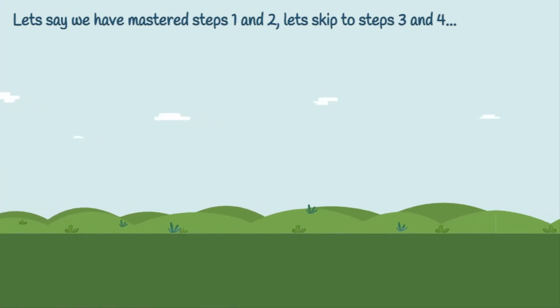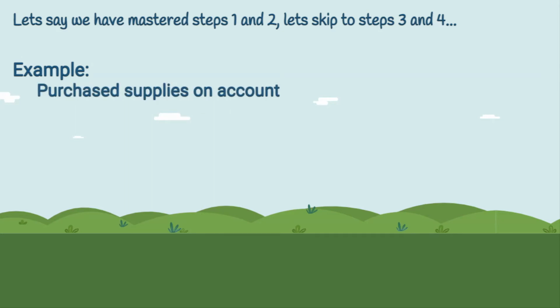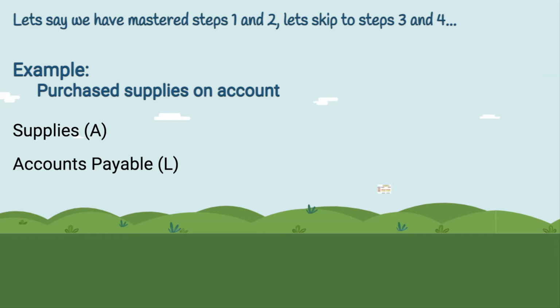The first 2 steps take practice, but for now, let's say we mastered them. Let's skip to steps 3 and 4. Example, purchase supplies on account. The accounts involved are supplies, which is an asset, and accounts payable, which is a liability.